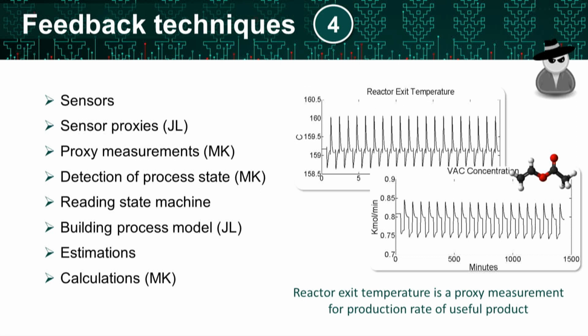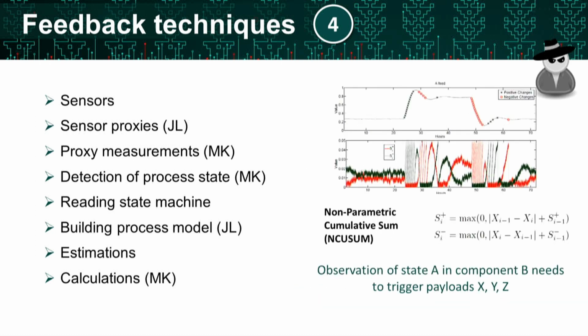For example, reactor exit temperature in a chemical facility is a proxy measurement, which is almost an estimation for the production rate of a useful product. So by just observing the reactor exit temperature, I can use it as a proxy measurement for the concentration of the useful product. Another technique which I used was detection of process state.